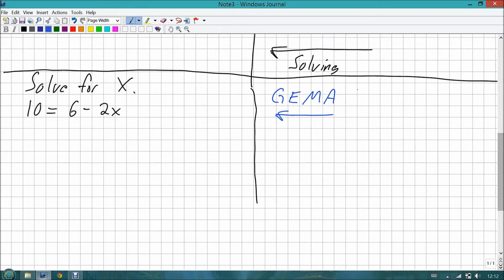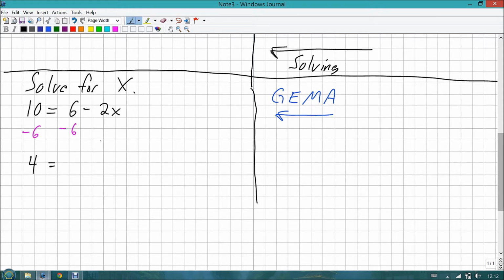So what's hanging out with the x? That's addition. Well, if you said the 6, you were absolutely correct. So how do we get rid of the 6? Well, to get rid of addition, you add. Only in this case, we're going to be adding a negative number to make it go poof. We're going to be adding negative 6 to both sides. Now when I do that, on the left-hand side, our 10 suddenly becomes 4 because 10 minus 6 is 4. 6 minus 6 becomes 0.